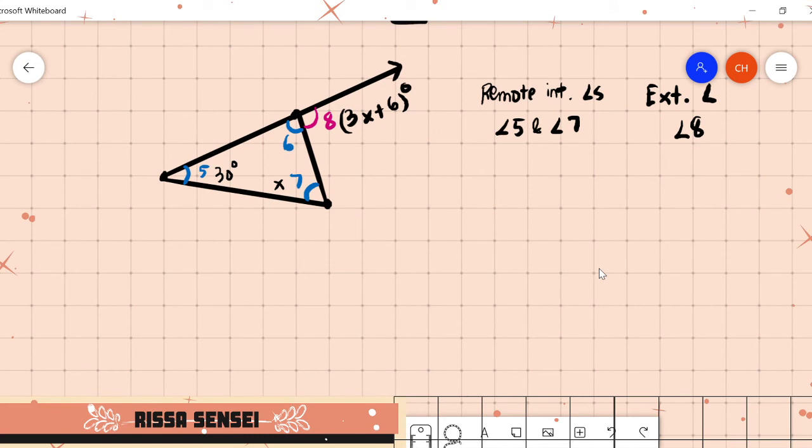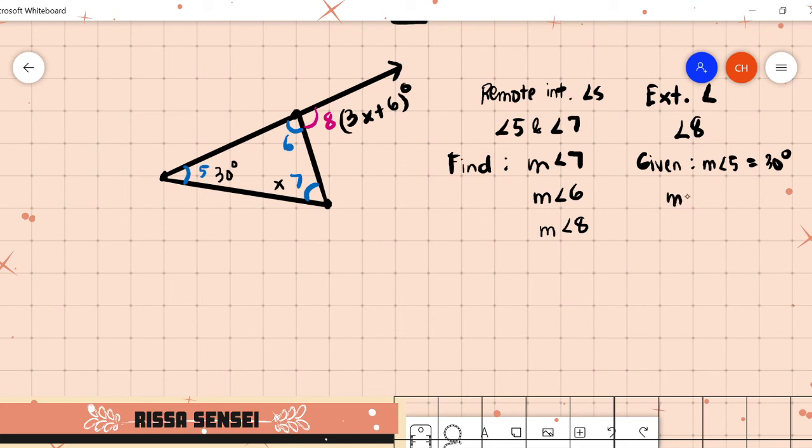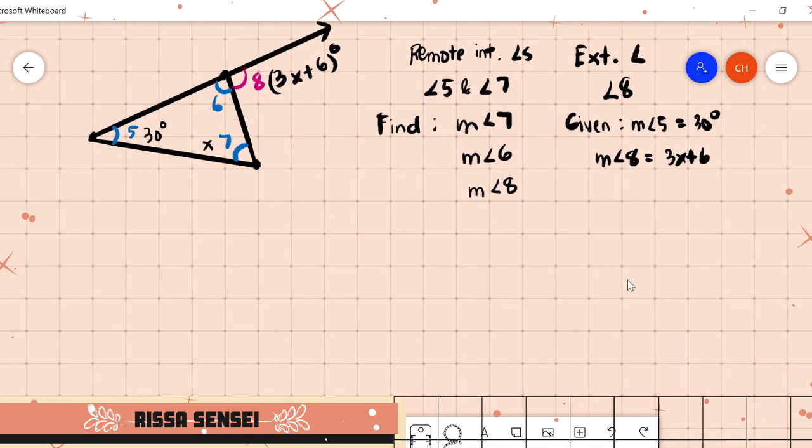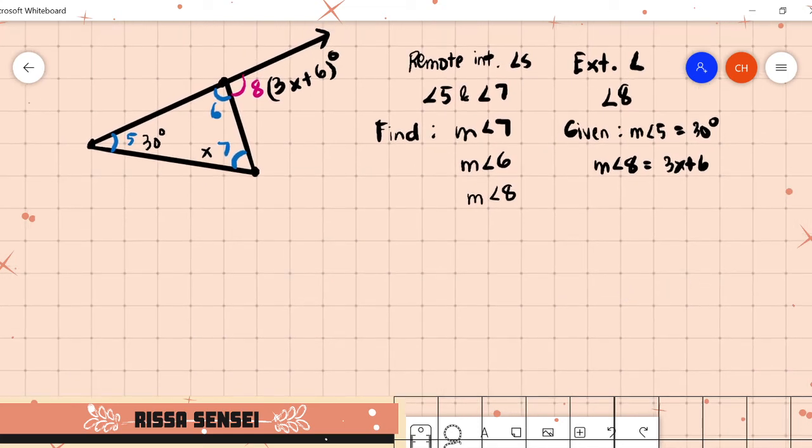Paano natin makukuha? We want to know the measure of the following: measure of angle 7, measure of angle 6, and measure of angle 8. Eh, ang given natin ay measure of angle 5, which is 30 degrees, and the measure of angle 8, which is 3x plus 6. It may look difficult, medyo mukhang mahirap ano, pero madali lang yan.